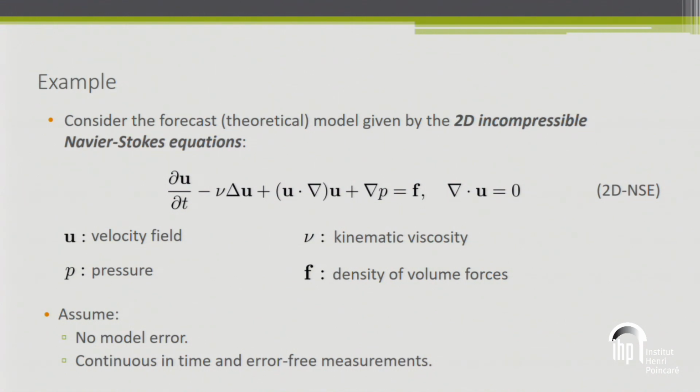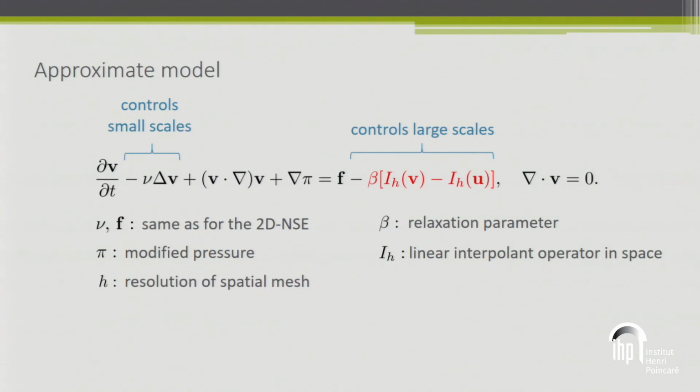So this is the equation that I have in mind with the forcing term. I'm assuming at the moment there's no model error. We have theorems with model errors. And I'm going to talk about continuous in time, error-free measurements. Again, it's an assumption at the moment. Again, I will allow relaxing these conditions. So what's the idea? This is the approximation model.